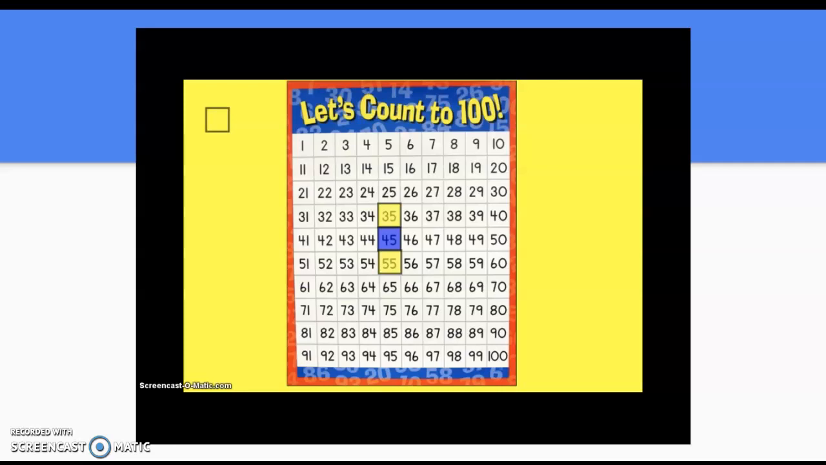Take a minute and look at that. See if there's something you notice. You may notice that 35, which is 10 less than 45, is right above 45 on the 100 chart. And that 55, which is 10 more than 45, is right below 45 on the 100 chart. This pattern, or this trick, can help you to use the 100 chart to find what 10 more than a number or 10 less than a number would be.